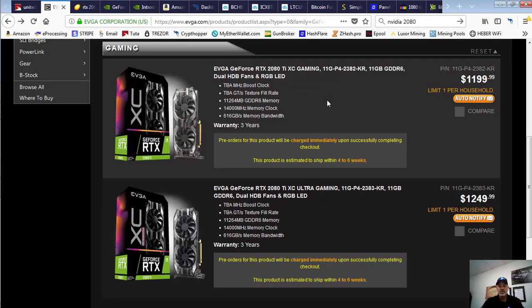On EVGA's website, the standard 2080 Ti is going to go for $1,200. Their ultra version is going to go for $1,250. And these are usually the ones we would pick up, the EVGA's. So again, just not real impressed with the price point on these guys.